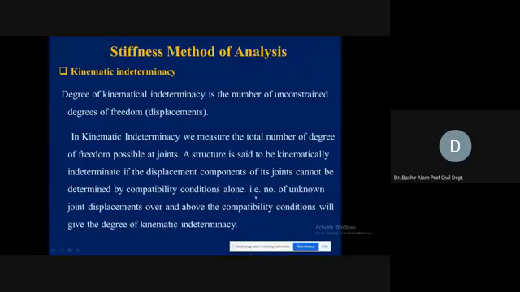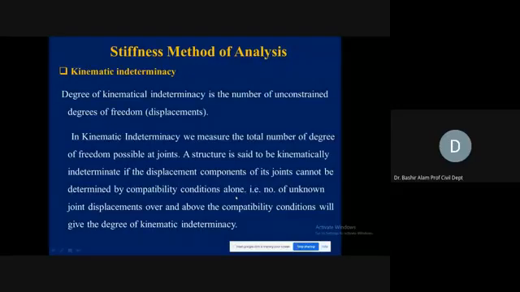compatibility conditions alone. Simple example, if I give you a fixed end beam, fixed at both ends. Now, what is the property of a fixed end beam? In a fixed support, we don't have the capability to move in the horizontal direction, in the vertical direction, and rotation also. We don't have any rotation. Why? Because we have vertical reaction, we have horizontal reaction, and we have a moment reaction. So we have all these three possible reactions, so it is not allowing any kind of displacement.